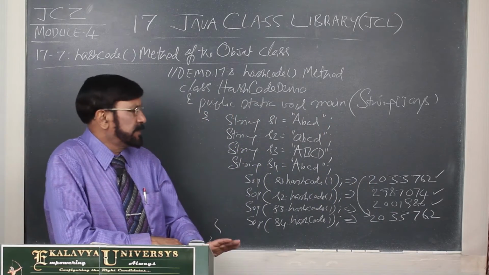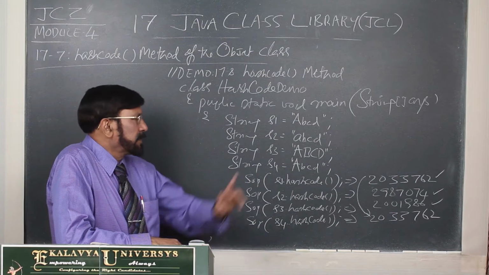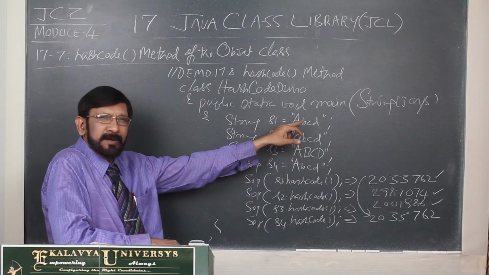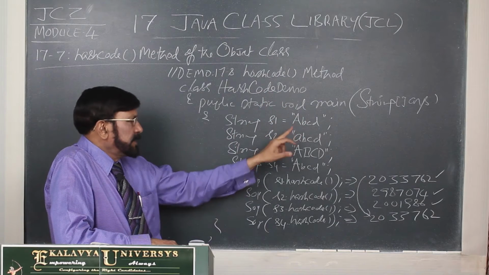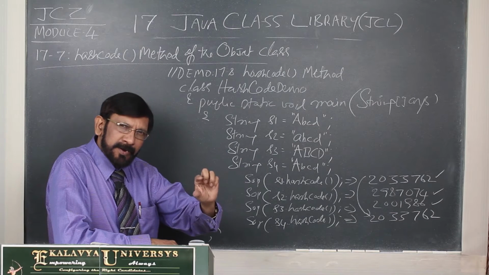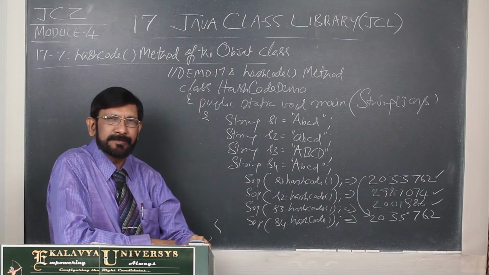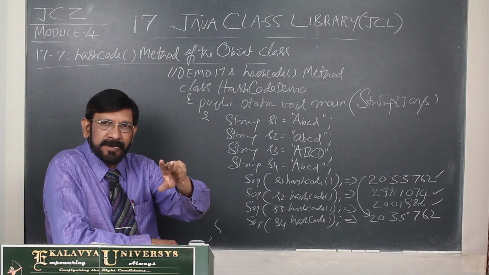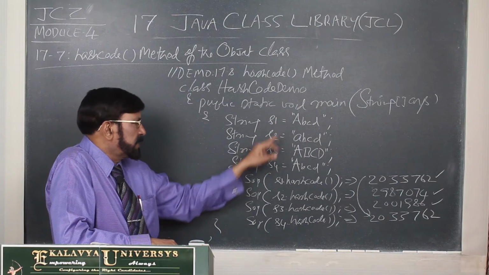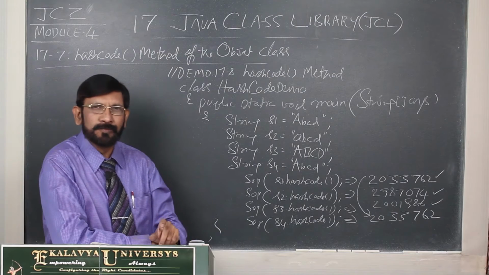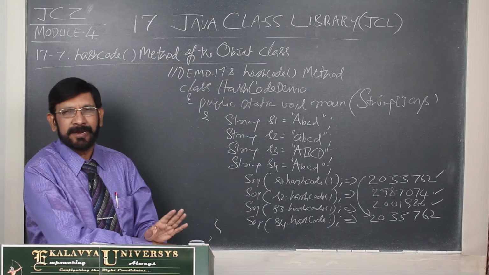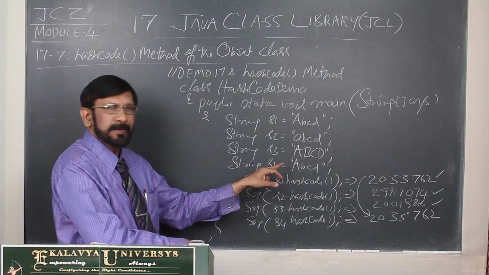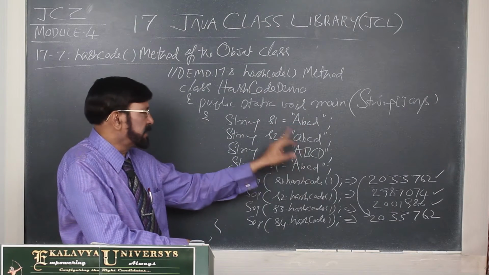What is the reason behind it? I have already explained to you. It depends on where it is created. It is created in the string pool. In the string pool, for one type of content, only one object is created, not two objects. On the heap, two different objects are created. Suppose for S1 and S4 you use new, two different objects are created. The content may be the same, but as far as the string pool is concerned, only one object is created.